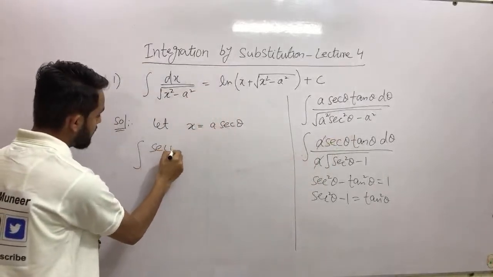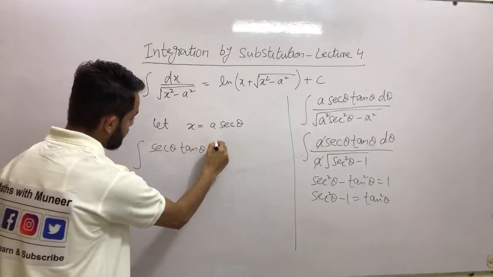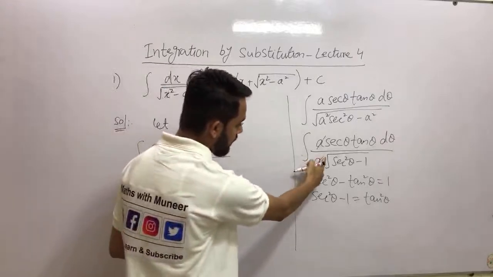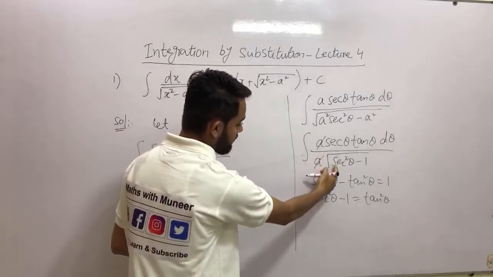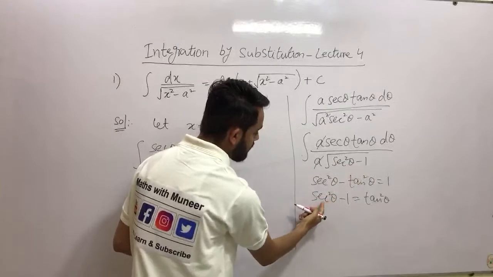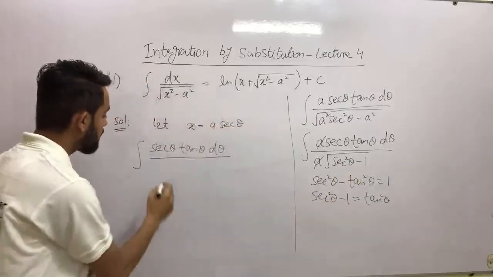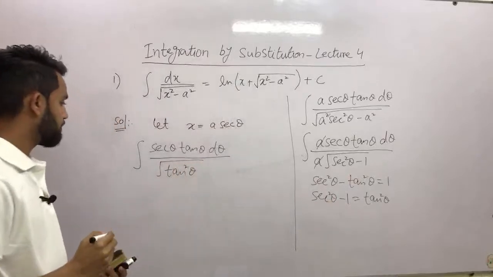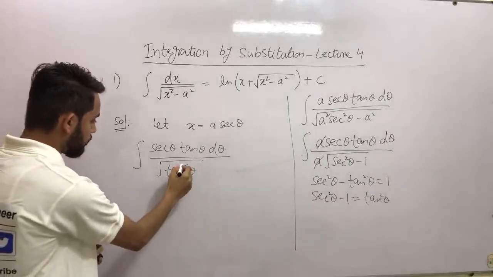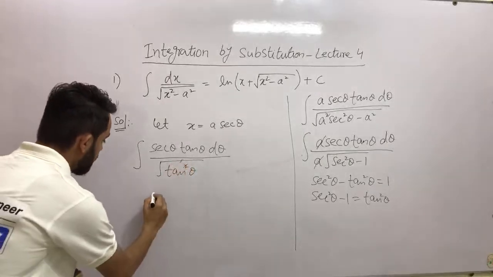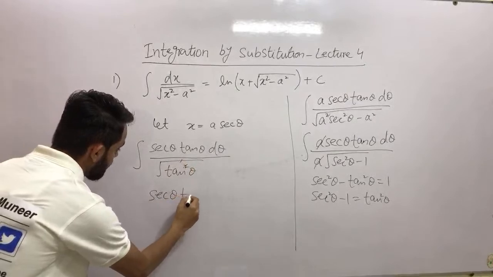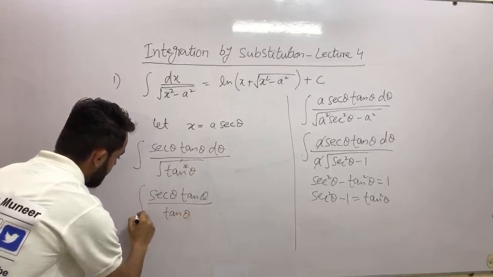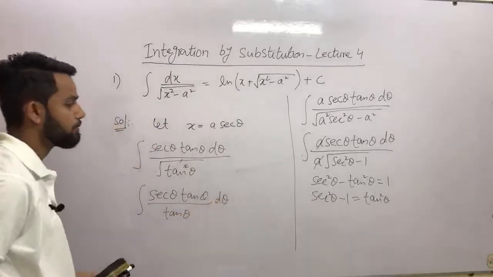The denominator would be as it is: secant theta tan theta d theta over, instead of writing the square root of secant square theta minus 1, we got the value of it, which is tan square theta. So this is what you are going to put, tan square theta. Now we can cancel this square with this square root. So we have secant theta tan theta over tan theta, integration, and then d theta over here.